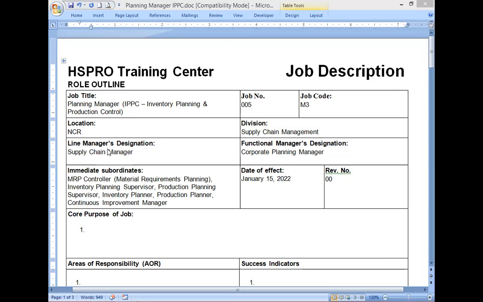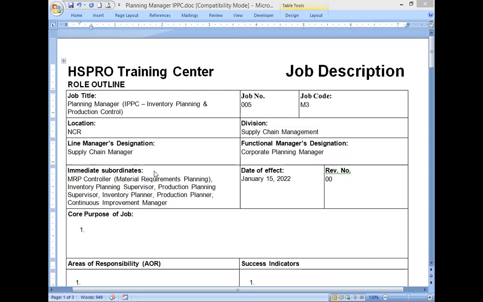Okay. So the functional manager's designation would be corporate planning manager. It could be a senior planning manager or corporate planning manager. It's all the same. Okay. Same rank. And the immediate subordinates are MRP controller, material requirements planning.